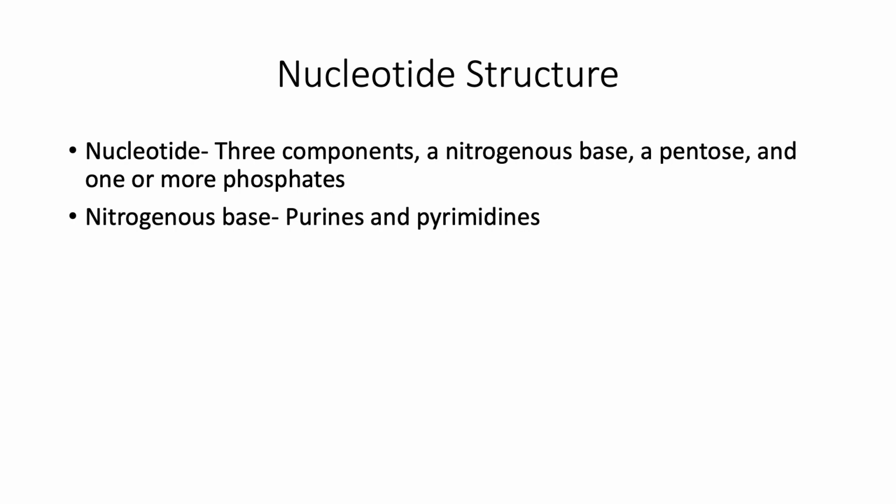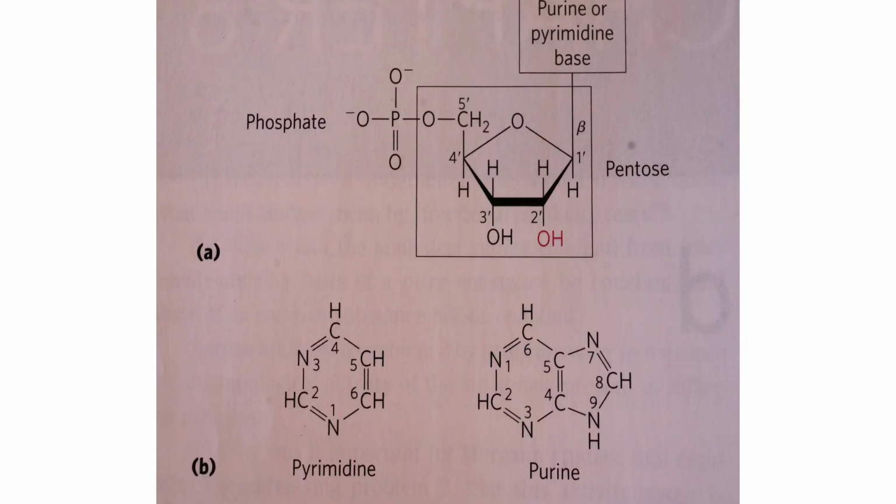Nucleotides have three components. There's a nitrogenous base, there's a pentose, and then one or more phosphates which are attached to it. The nitrogenous bases, broadly speaking, are either purines, which have a double ring structure, or pyrimidines, which have a single ring structure. So this is the structure, and we will go ahead and highlight some things here.